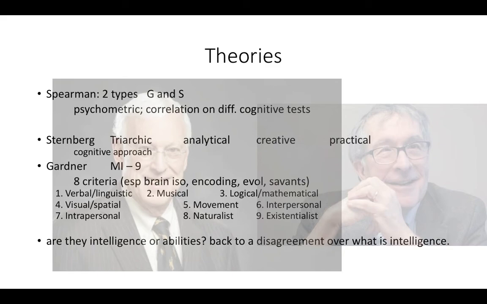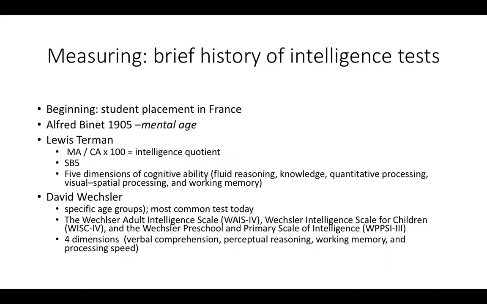So that's an overview of the definition of intelligence and the 3 theories. And as you think about the 3 theories, it gets back to that controversy and the lack of consensus over what is exactly intelligence. On to the second big problem, measuring intelligence.